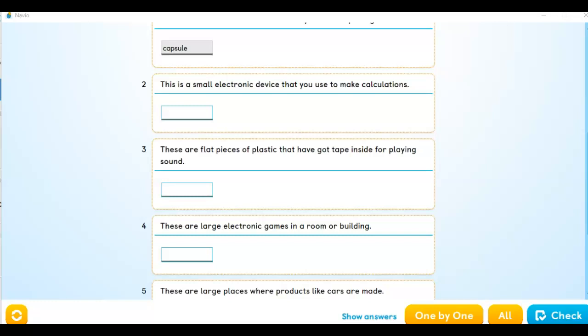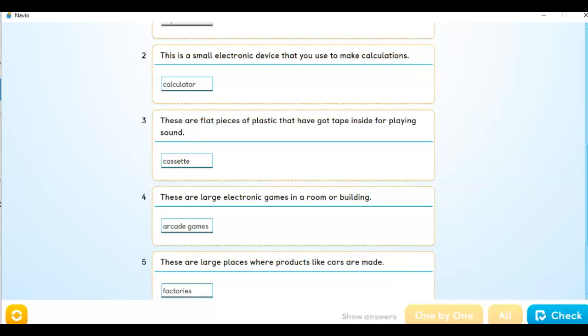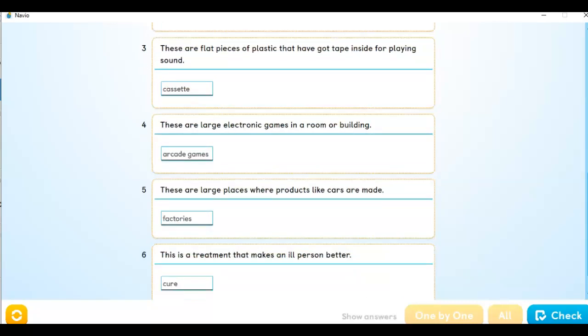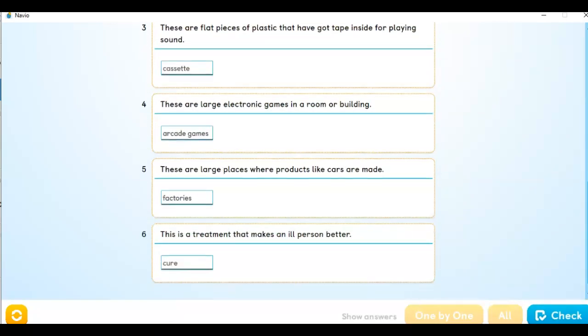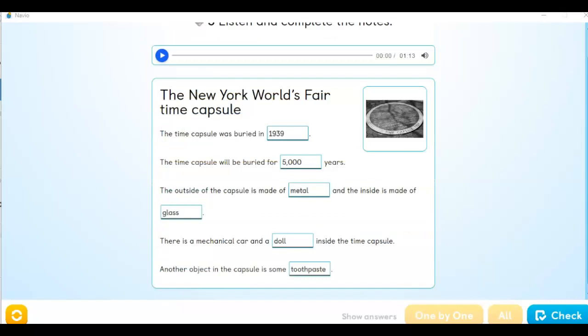In the next exercise, you had to read the definition, write the right word and find them in the text. These are the words. Correct them, please. And finally, in exercise number 3, it was a listening and you had to complete the words. These are the answers.